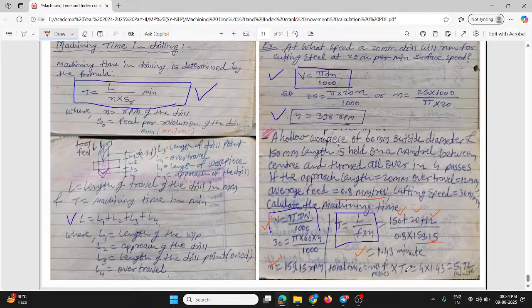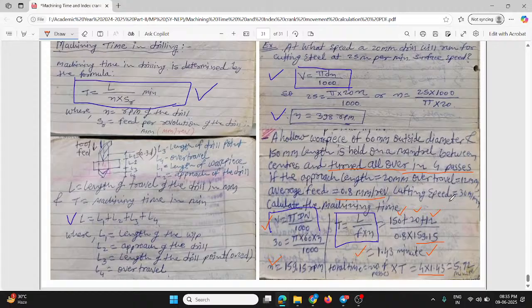So how many number of passes? It is mentioned in the numerical that 4 passes are required to turn the workpieces. So 4 multiplied by the time required for 1 pass, that is 1.43. So 4 multiplied by this 1.43, we can get the machining time, that is nothing but equals to 5.72 minutes.